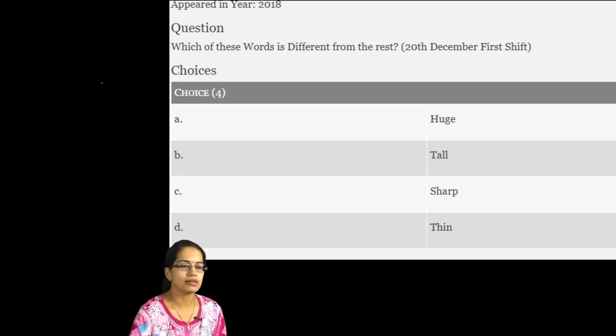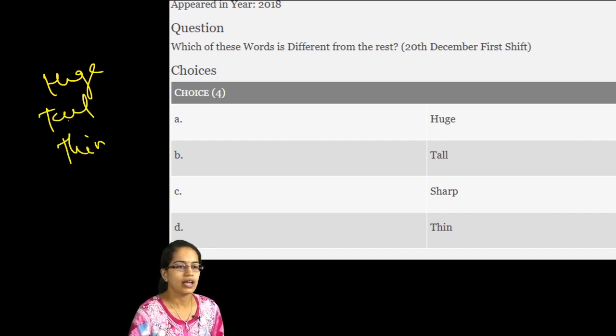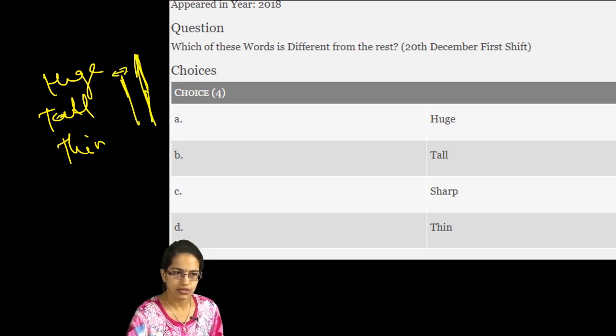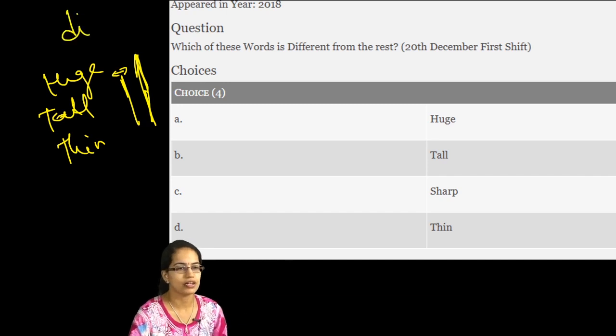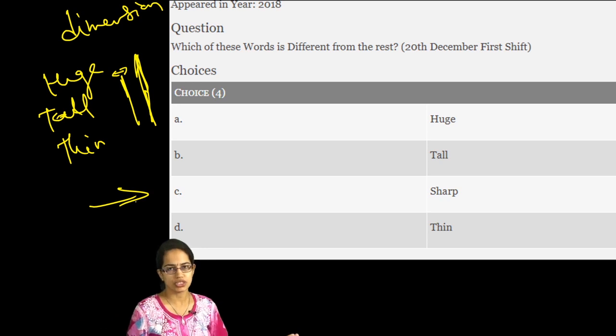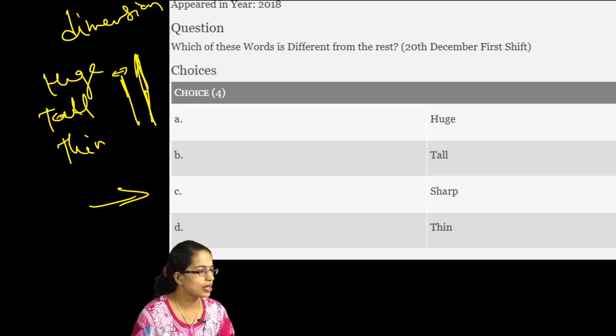But definitely when I am saying huge, I am saying tall, I am saying thin, I am talking about the dimensions. It could be tall, it could be thin. It could be a vertical dimension, it could be a horizontal dimension, any aspect of dimension that I am taking into account. But when I am saying sharp, it is none of the dimensions, so that's not part of this. I hope so far no doubts.